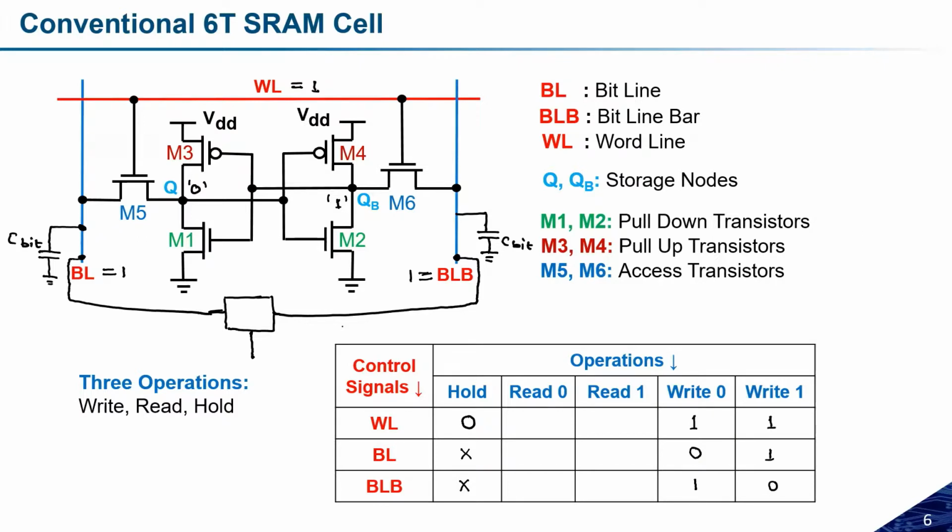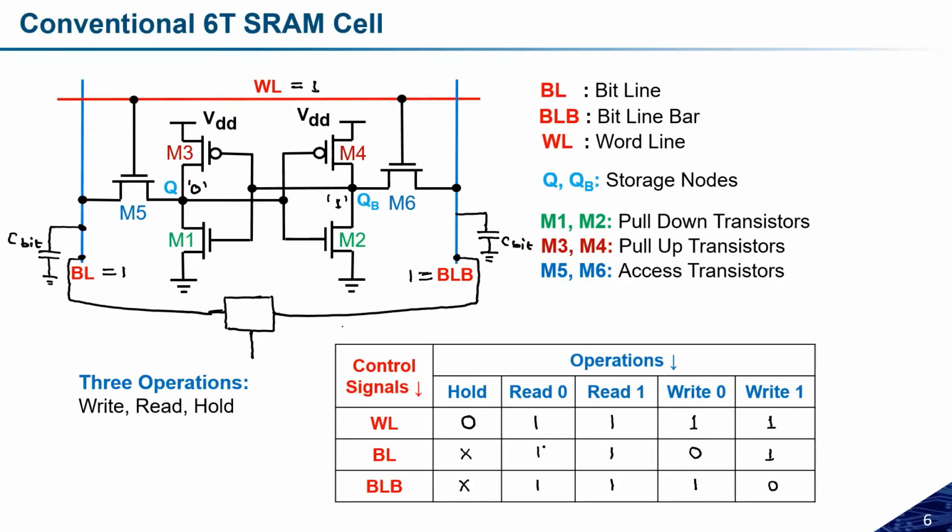Let me recall again how to perform the read operation. The first and important thing is I have to activate the word line. So the word line should be 1 and the bit lines should be charged. Whether I am reading 0 or reading 1, for both conditions the bit line and bit line bar should be high. This is the control status for both. This is all about the control signals and their status for the operations.